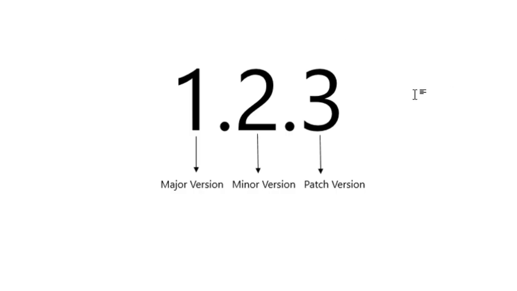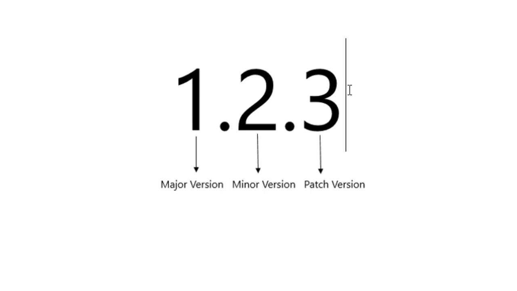So let's get right into it. So what is semantic versioning? Semantic versioning makes it easy to communicate your intentions to the users of your software. So this is how the standard semantic version format looks like. The number to my left is the major version number. The middle number is the minor version. And the number to my right is the patch version.